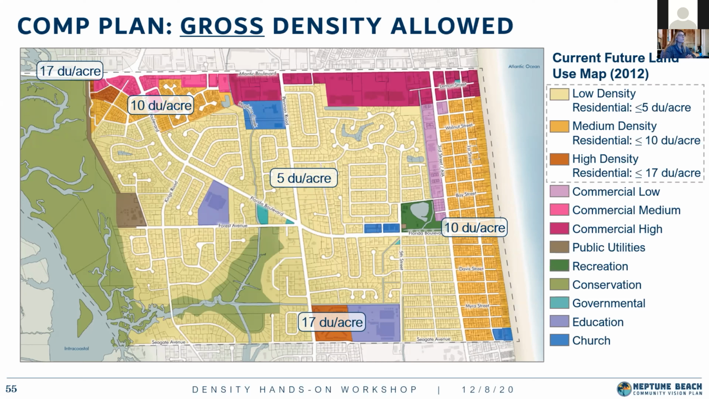So right now, the vast majority of Neptune Beach is low density residential. That means less than 5 dwelling units to the gross acre. And that's this light yellow color, and it covers the vast majority of the land area in Neptune Beach. Then you have a medium density residential, which sets a density cap of 10 dwelling units to the gross acre. And then there's some high density residential in just very few places. That's that dark orange color, and that sets a density cap of 17 dwelling units to the acre.